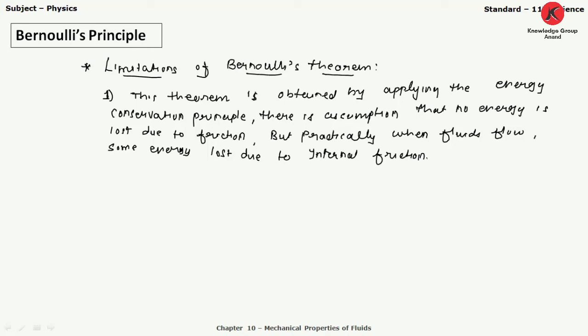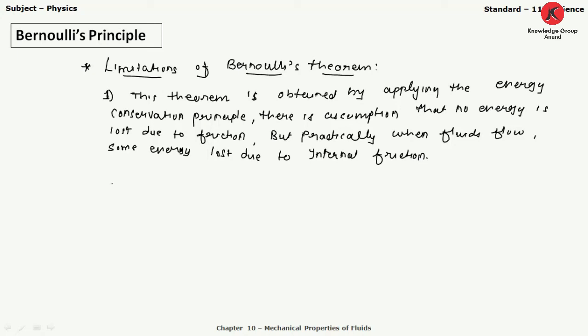In fact, viscous forces act between different layers, right? In the fluid there are different layers possible, layer 1, layer 2, layer 3 up to layer n. So between consecutive layers there is also a viscous force possible, and due to this the layers exert friction forces on each other, resulting in a loss of energy.